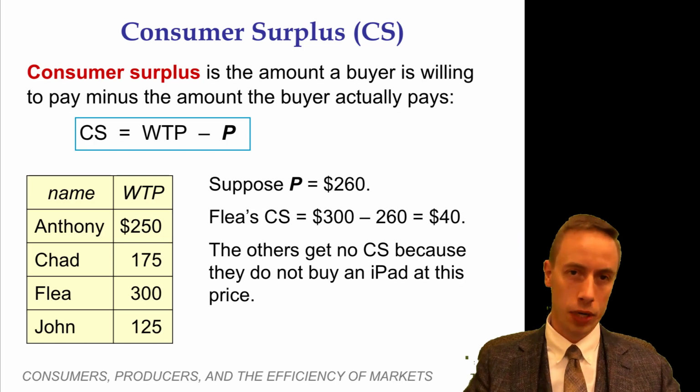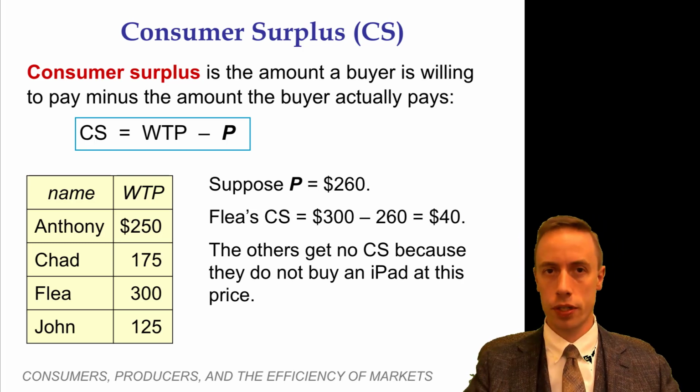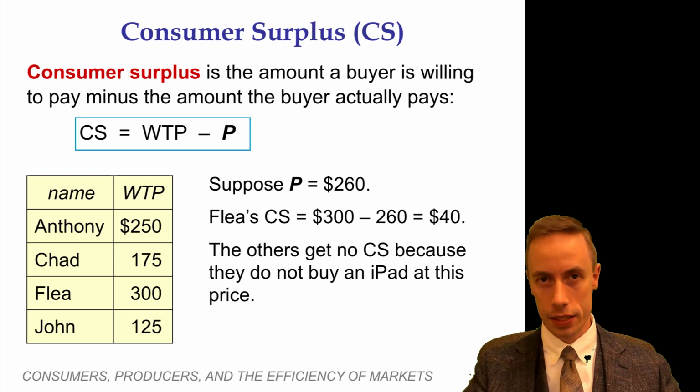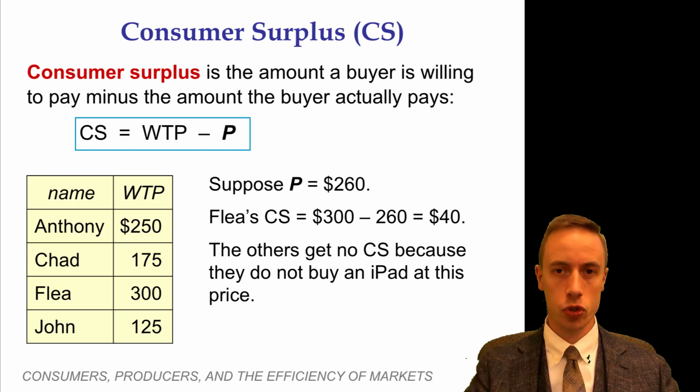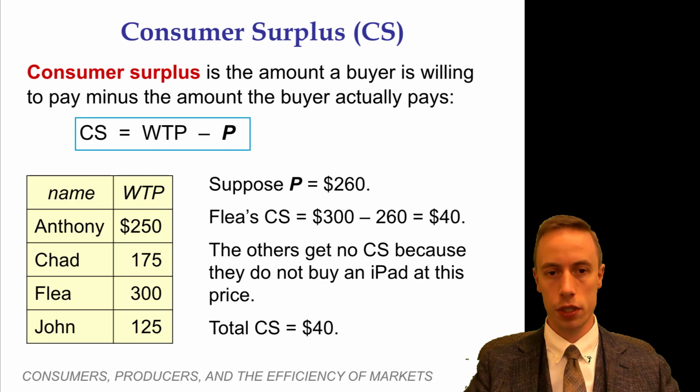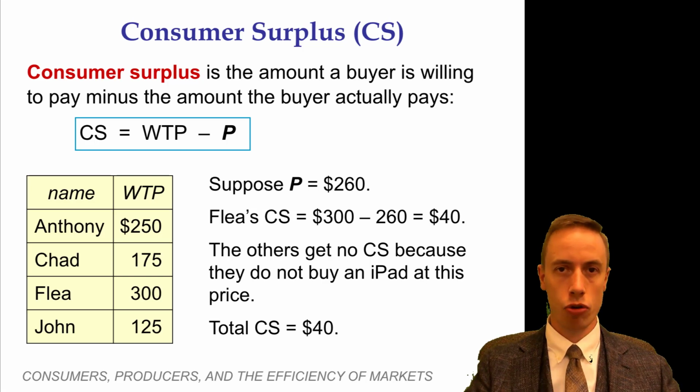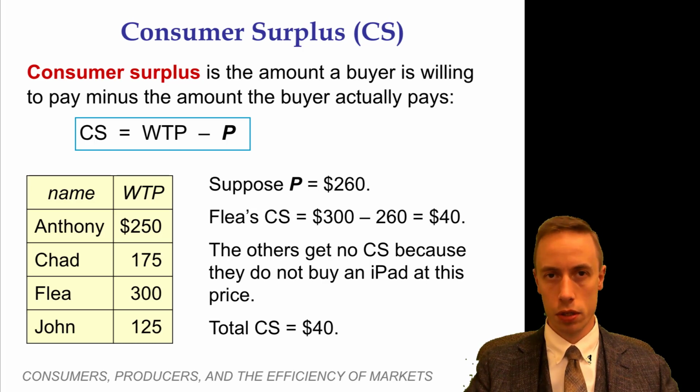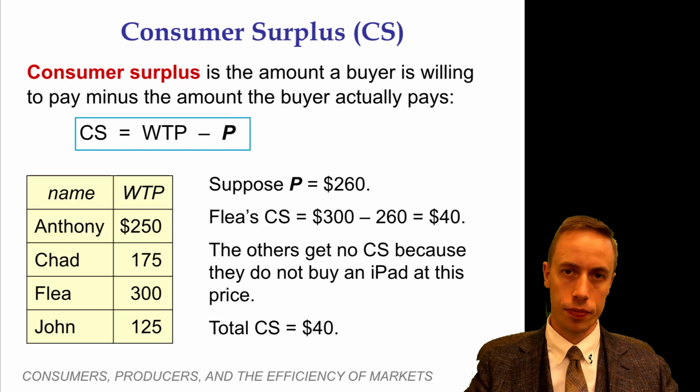In higher level economics courses, you can learn about the concept of what if we mandate a consumer to buy a product? Then it is possible for them to have negative consumer surplus. In our example, it starts and ends with Flea and a consumer surplus of $40. This is the arithmetic. But most of the time we're going to look at this in terms of a demand curve and some simple geometry. So let me show you the same notion going back to the demand curve.